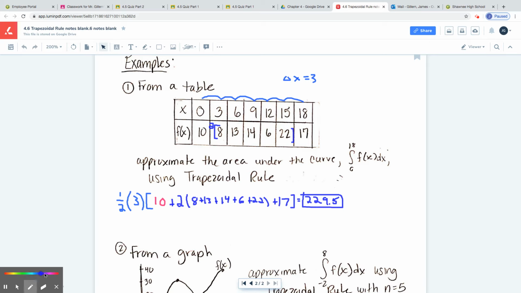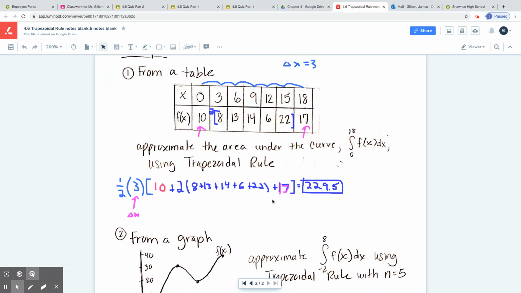Okay, so just to go over this again, the 3 here is your delta x. The 1/2 is always there. You do the first and the last. I'll put this in a different color here. The 10 and the 17, they are the first base and the last base. They only get added once. All of these middle ones, 8, 13, 14, 6, and 22, right here, they all get added together twice. All right, same ideas as rectangles, but now we're just dealing with trapezoids.